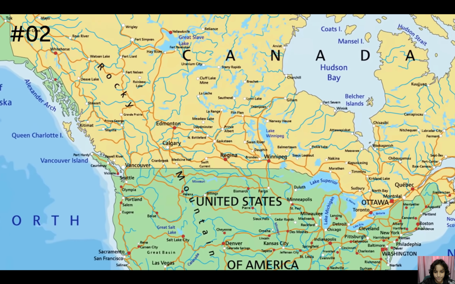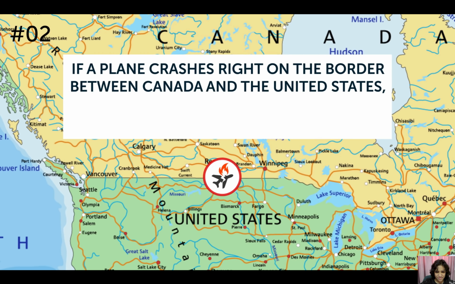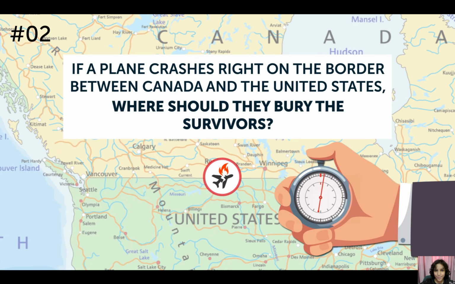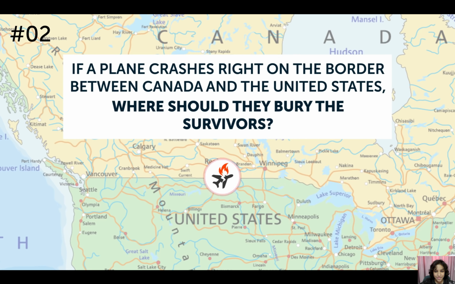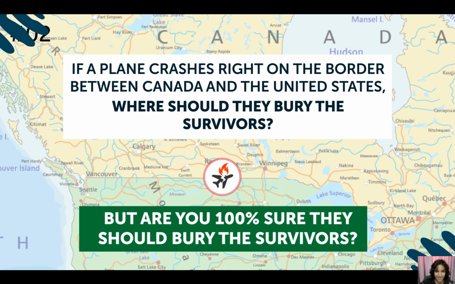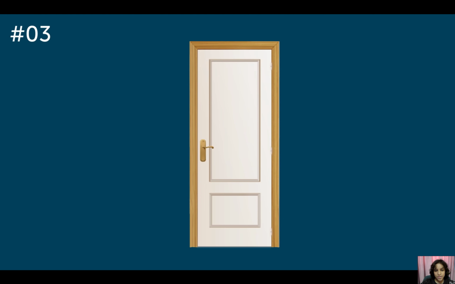2. Alright, we tested your anatomy, now some geography. If a plane crashes right on the border between Canada and the United States, where should they bury the survivors? Whoa, are you supposed to know international aviation laws or something? Well, take 10 seconds to figure it out. I know the answer. You don't bury survivors. You bury dead people, not survivors. I'm correct.